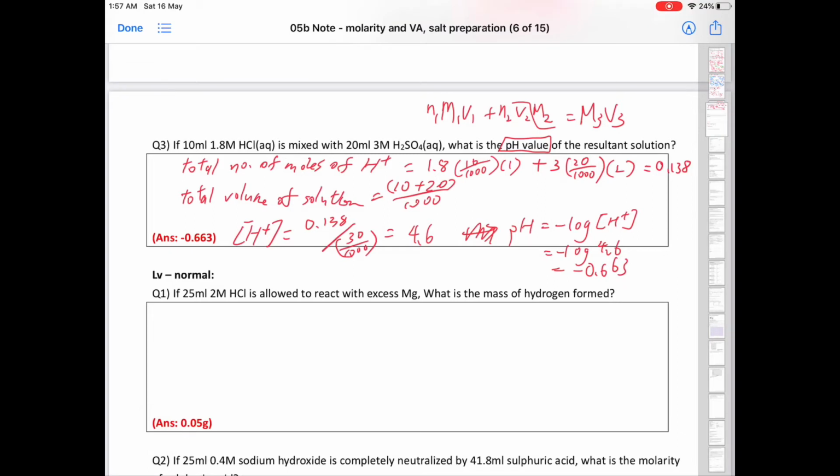And this is all about the pH value and the H+ molarity and the relationship between them.